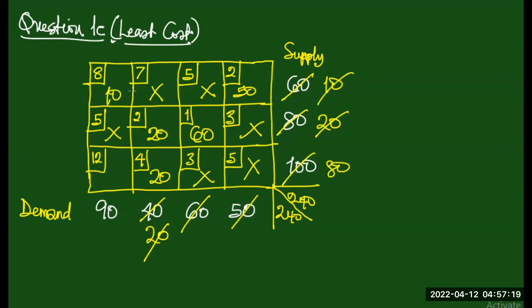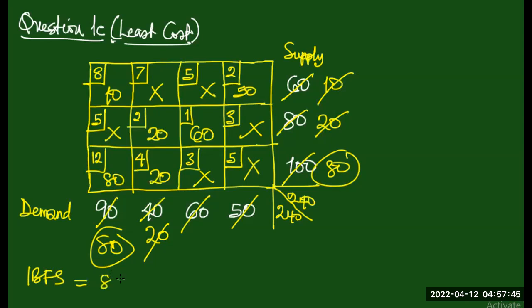We've canceled already. Everything here is canceled, but we're left with 80. Now, at this stage, you're left with 80. This must balance. See, 80, 80 must balance. So the solution, your initial basic feasible solution is 10 by 80, 10 by 8.